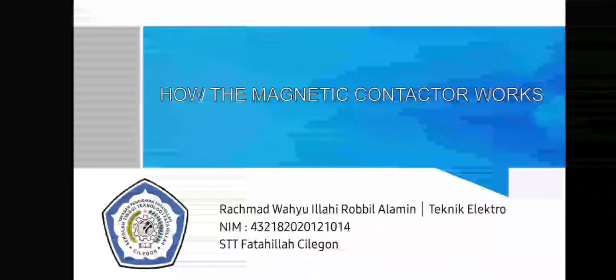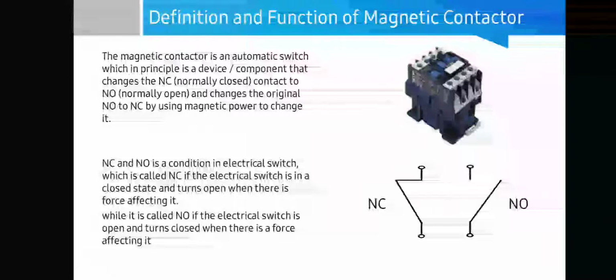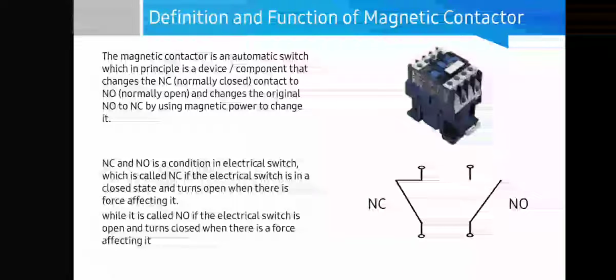The first one is about the definition and function of the magnetic contactor. The magnetic contactor is an automatic switch, which in principle is a device or component that changes the NC, or normally closed, contact to NO, normally open, and changes the original NO to NC by using magnetic power to change it.